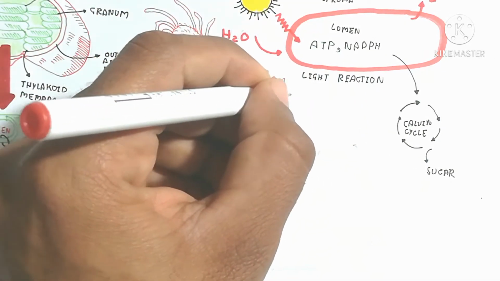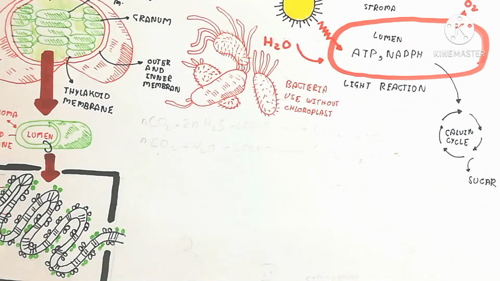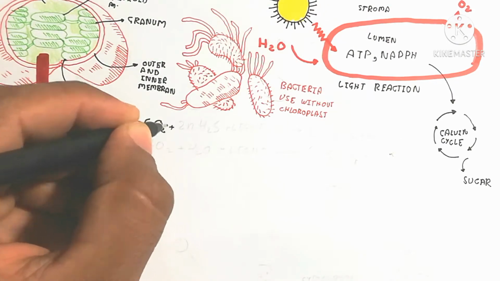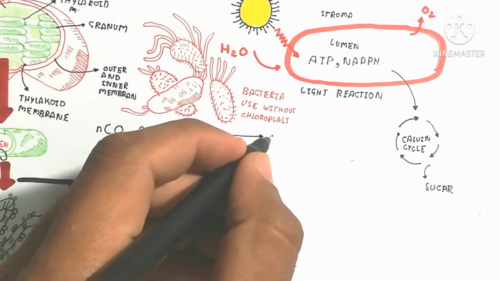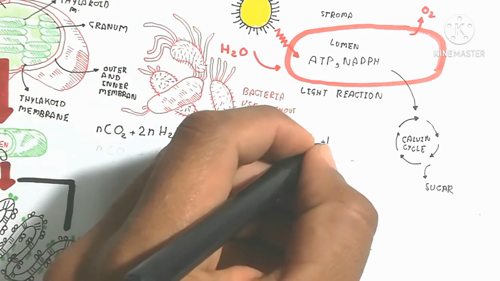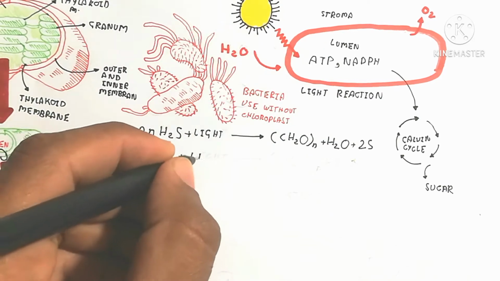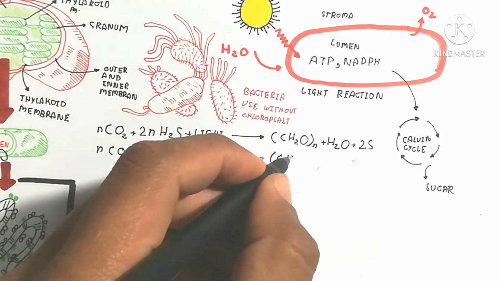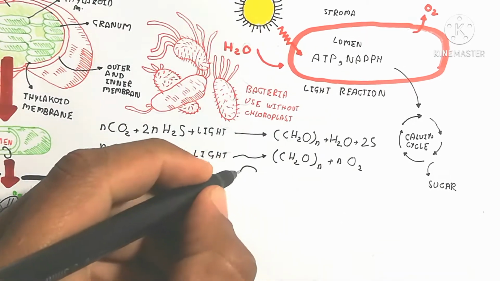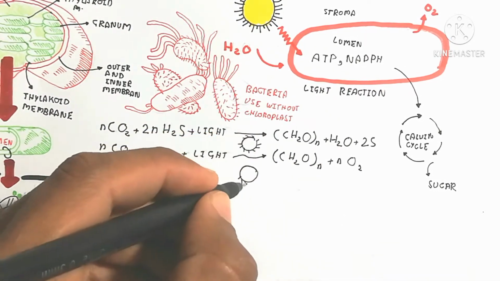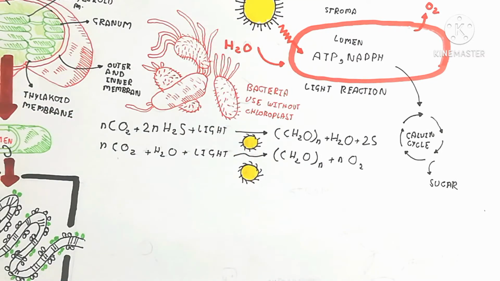Now here I am discussing the bacteria which are also photosynthetic, but there is a huge difference between photosynthetic bacteria and the plant: sulfur instead of water. So remember that bacteria use sulfur. The chemical equation is equal to that of the plant, but with sulfur instead of oxygen. So that is the difference. You can stop the video and identify it.